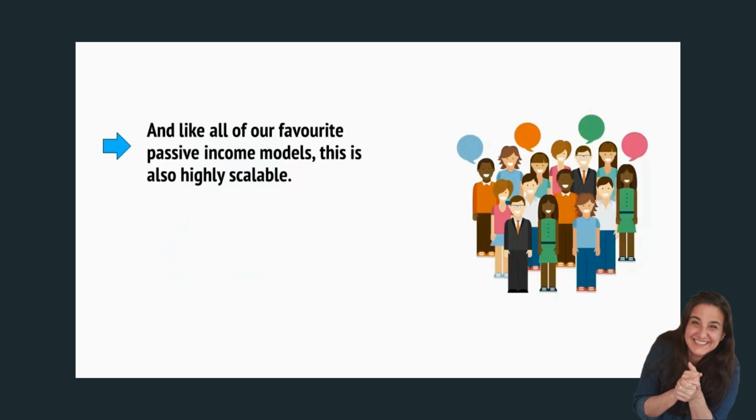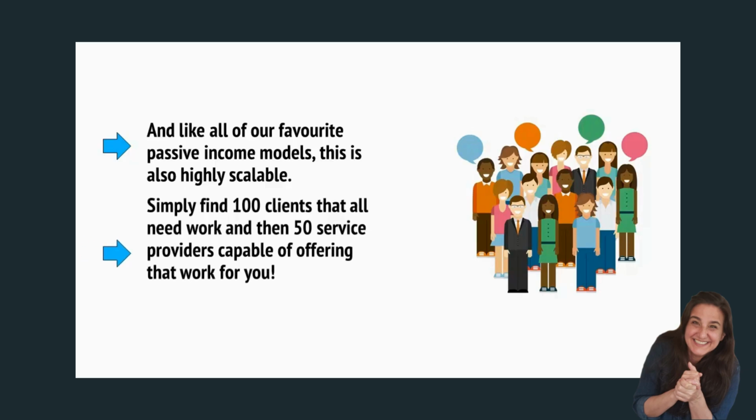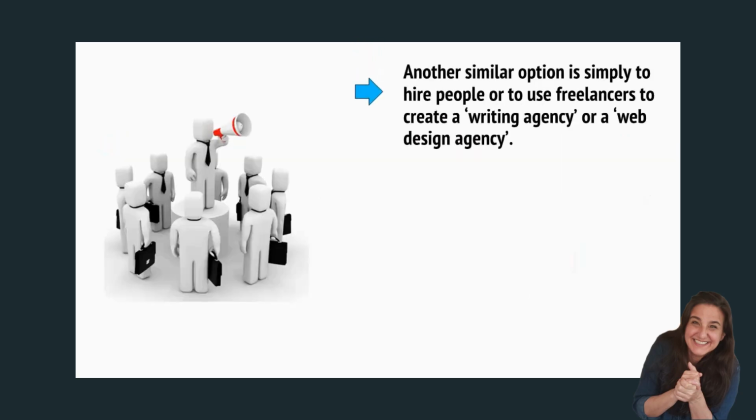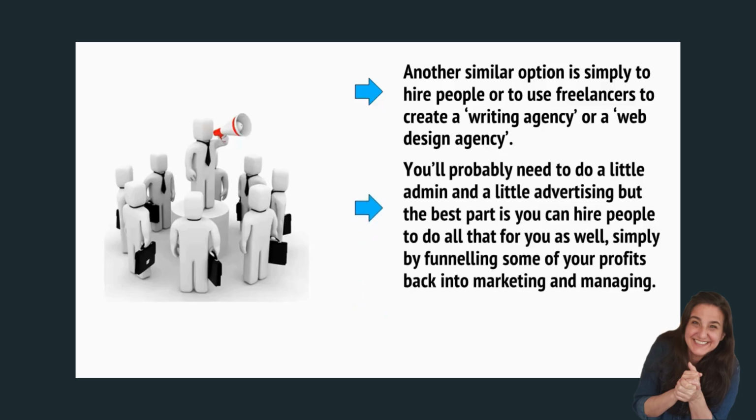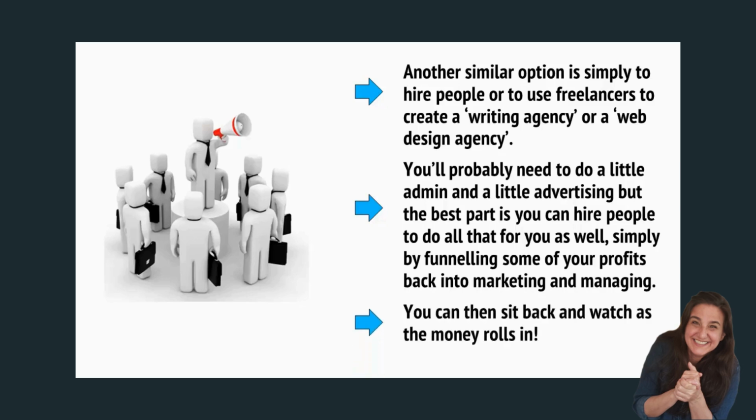And like all of our favorite passive income models, this is also highly scalable. Simply find 100 clients that all need work and then 50 service providers capable of offering that work to you. Another similar option is simply to hire people or to use freelancers to create a writing agency or a web design agency. You'll probably need to do a little admin and a little advertising, but the best part is you can hire people to do all that for you as well, simply by funneling some of your profits back into marketing and managing. You can then sit back and watch as the money rolls in.